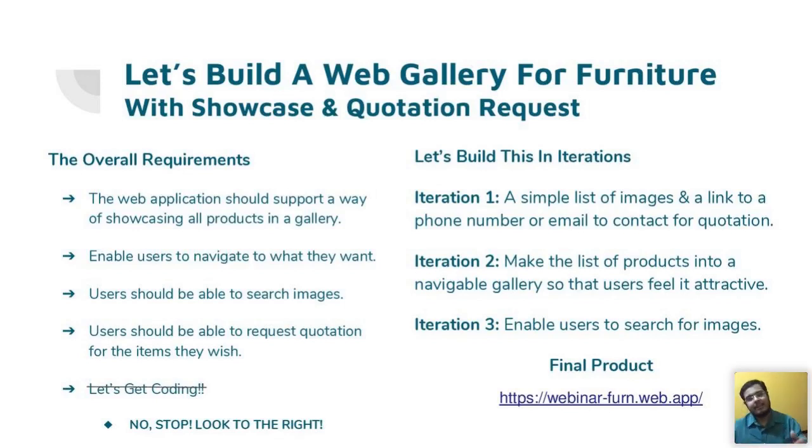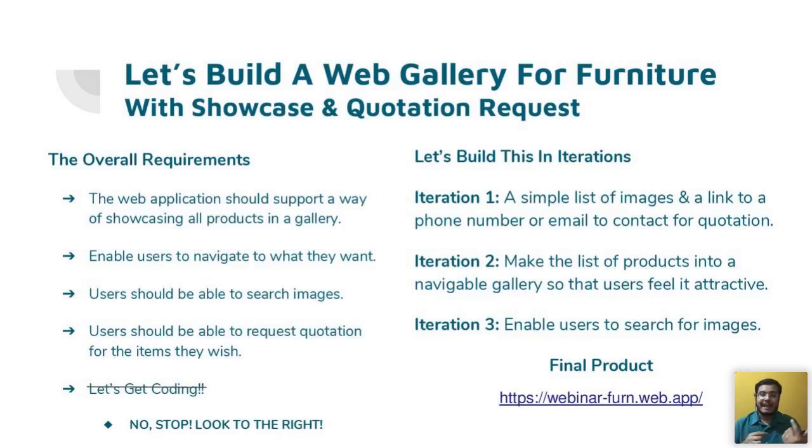So it satisfies the basic need for the application, right? We have a way of displaying the products we have. We have a way of asking for a quotation also, right? So that is going to be our MVP, the minimum viable product, our first iteration that we are going to deliver. So now if we deliver that, people can actually use it and get a quotation.